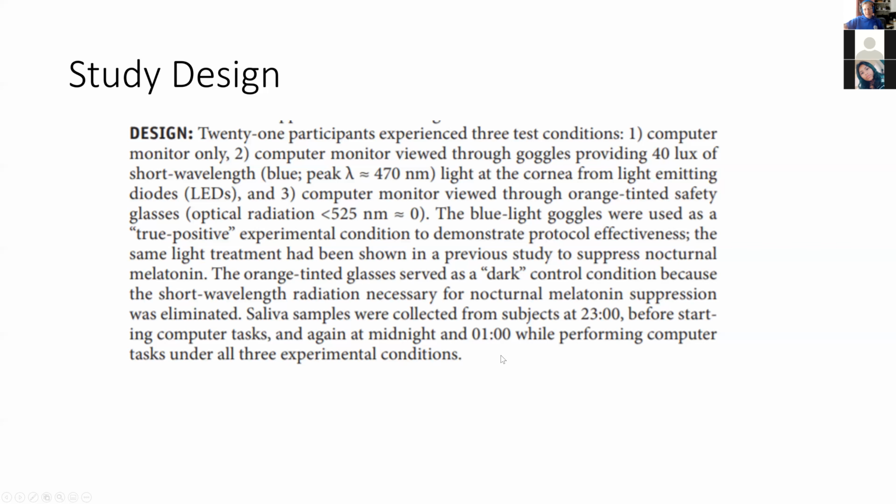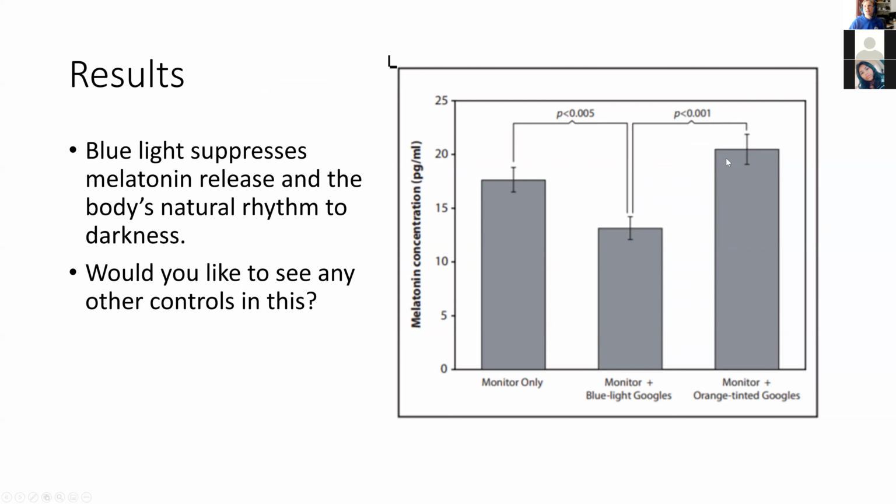These are their results. They saw that the blue light suppresses melatonin release and the body's natural rhythm to darkness. So this is their sample with the blue light compared to the monitor alone people and the monitor with the orange tinted glasses that had the most melatonin.